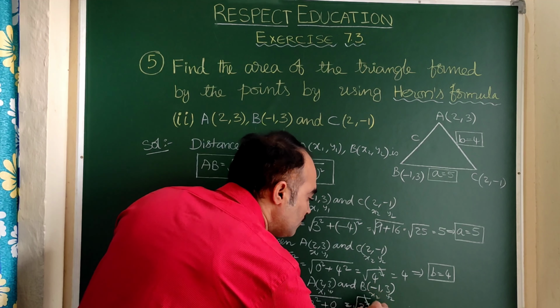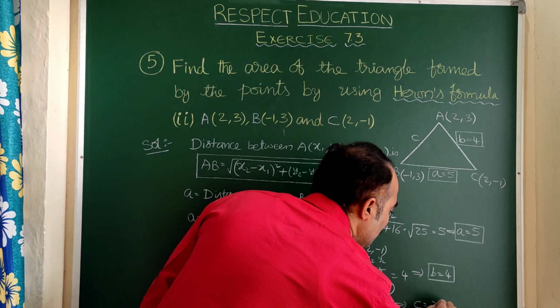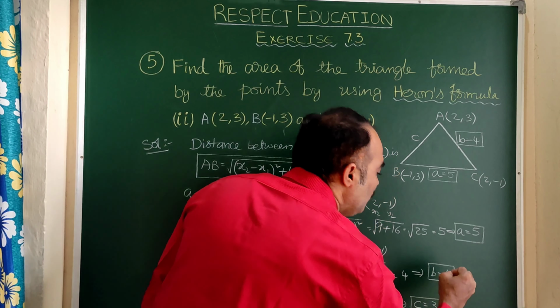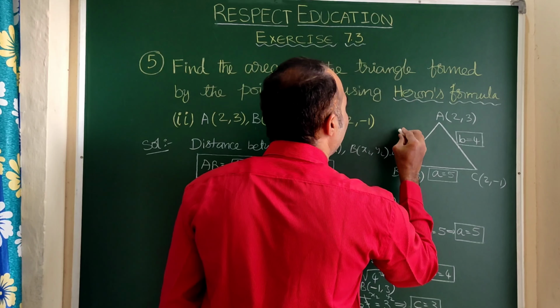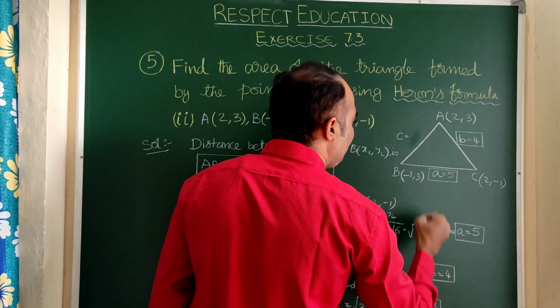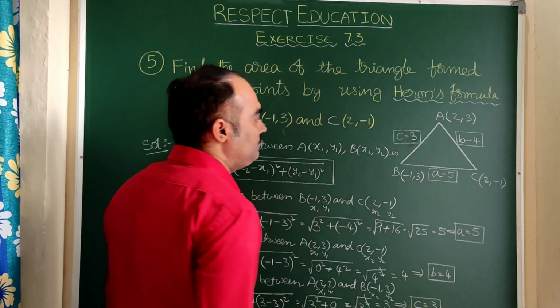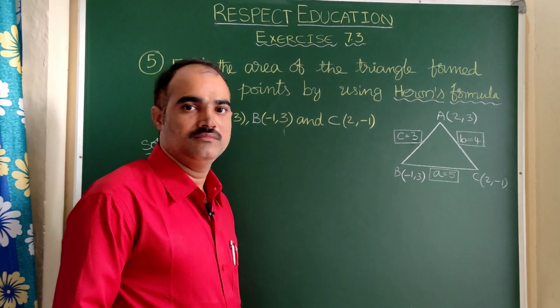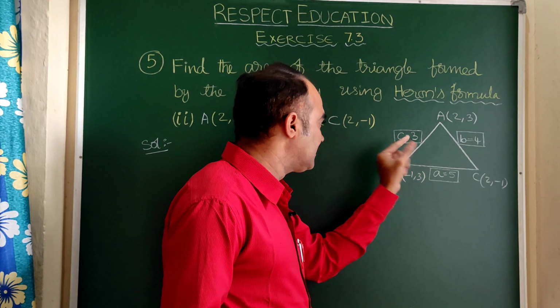When you take under root, square and root get cancelled. This is 3. So here C value we got as 3 units or simply 3. So here we can write the value of C as 3. Right? Okay. We got these values of A, B and C.